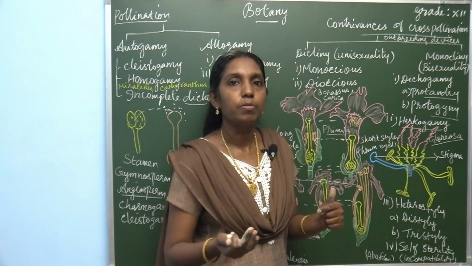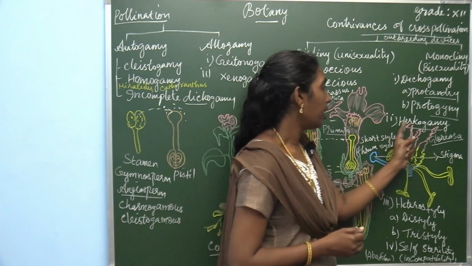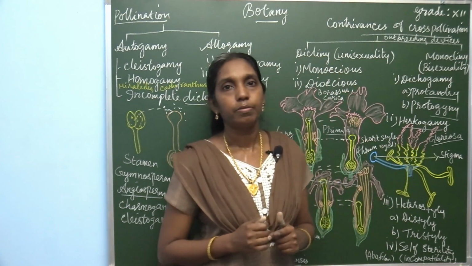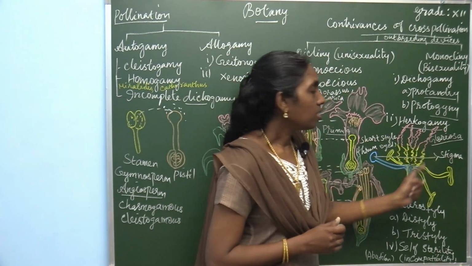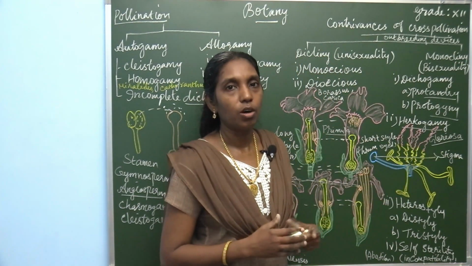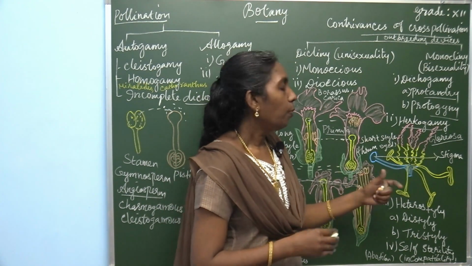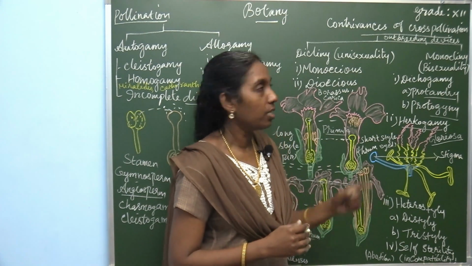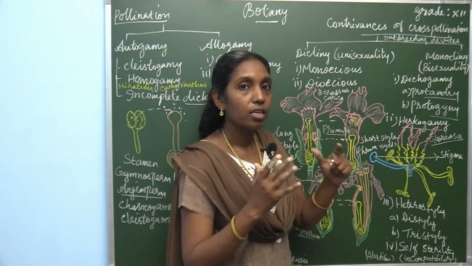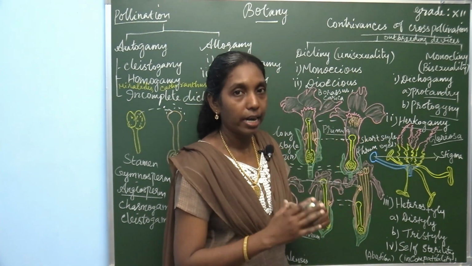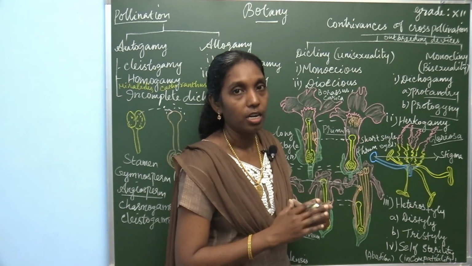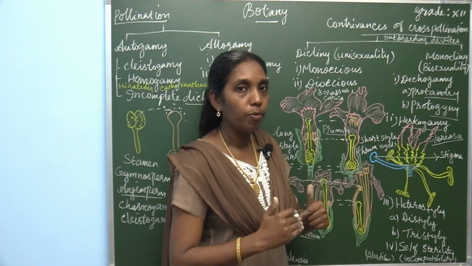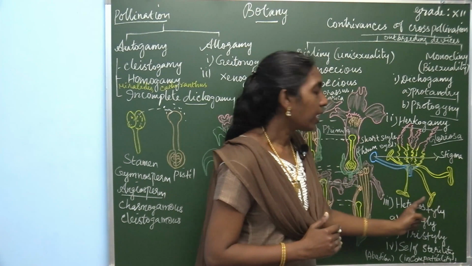Then another type is called hercogamy. In this, the adaptations of the flower to prevent self-pollination all come under the mechanisms or adaptations of cross-pollination. So, to prevent self-pollination, the flowers are arranged in such a way.